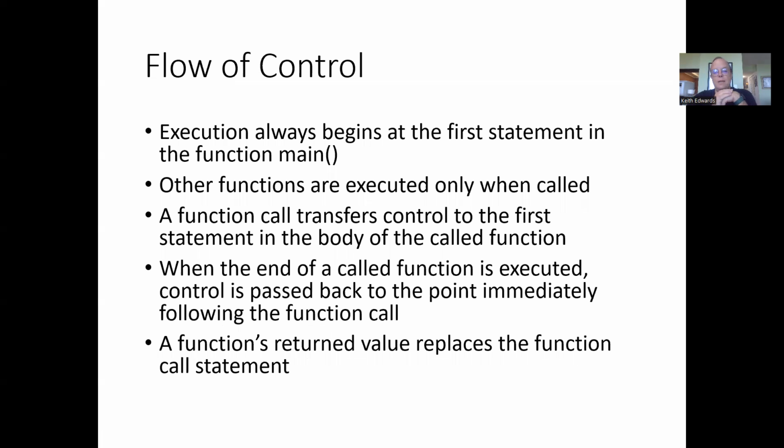So execution always begins at the first statement in the function main, and then other functions get executed only when called. When we call a function, it transfers control to the first statement in the body of the function that we're calling. And when the end of the called function is executed, then we go back to main immediately following that function's call. A function's return value replaces the function call statement. So if we were calculating that cost, 24 times $1.69, and we called that, then the value calculated would actually replace that call after we get done executing those statements.